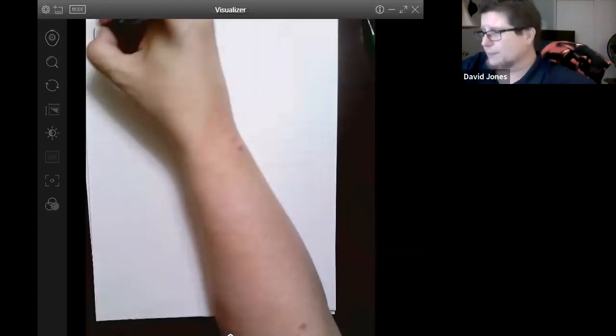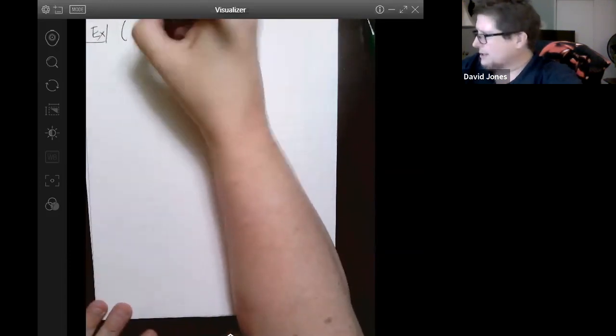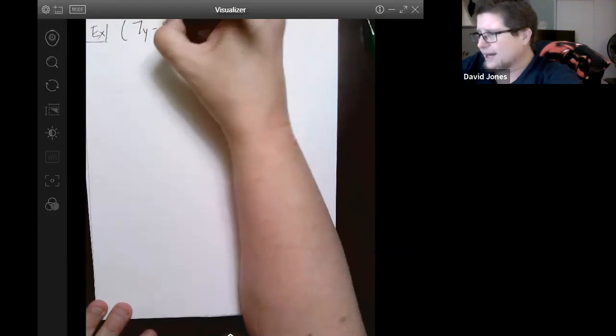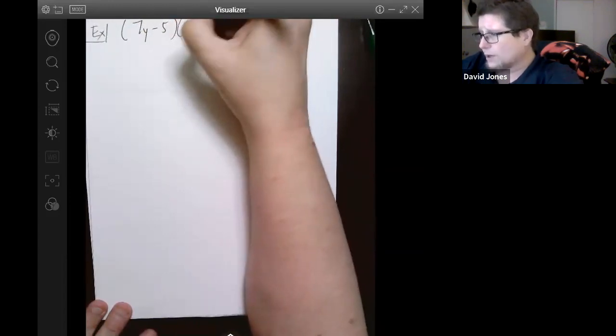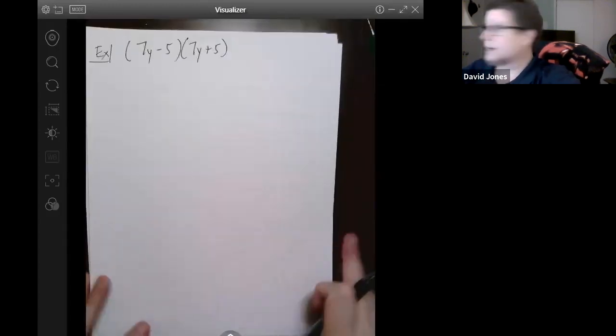So our first example I want you to do, why don't you work out 7y minus 5 and 7y plus 5. Multiply those two polynomials together. Please pause it to do so.